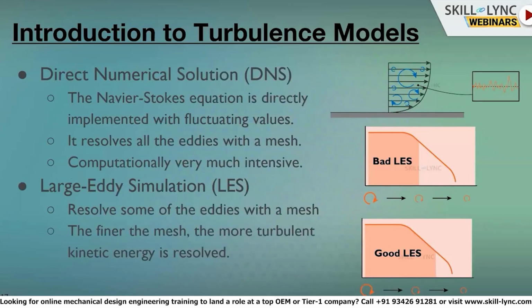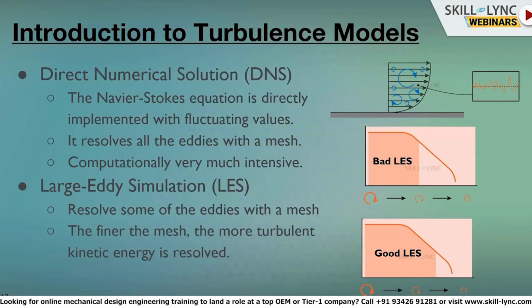There are two other approaches of turbulence modeling. Till now what we have seen is the RANS approach, Reynolds averaged Navier-Stokes equations, where we are interested in the average quantity. We average the Navier-Stokes equations, and using the turbulence model we find the Reynolds stresses. Now another method is direct numerical simulation, or DNS. Here there is no averaging, nothing.